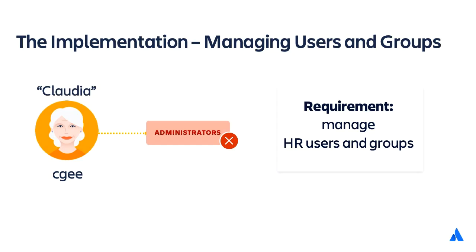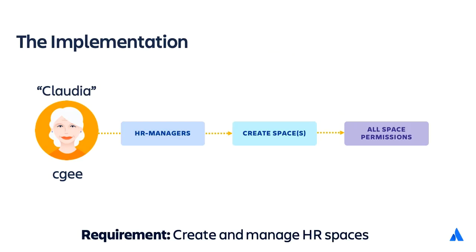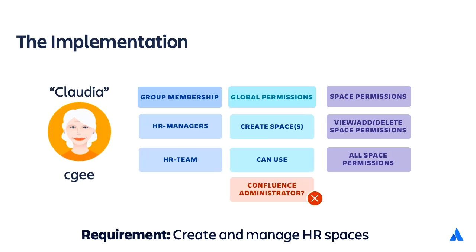Sorry, Claudia, you will have to send requests for new users and group management to the Confluence Application Management Team instead. So, we are going to create a group named HR Managers and grant that group the Create Spaces global permission. Let's use the group we've just created and grant the HR Managers all of the permissions for those spaces. That way, members of that group can manage access to the space and perform all space-level administration tasks. We've already added Claudia to the HR team group.